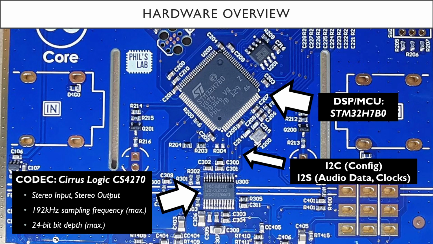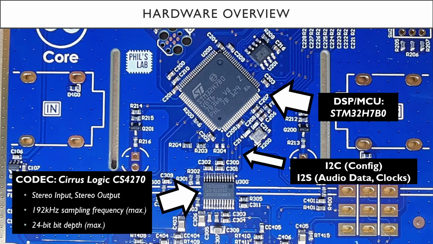In this case, this is a Cirrus Logic CS4270, which is a stereo input, stereo output codec, up to 192 kHz sampling frequency and up to 24 bits of bit depth. Quite good, typical hi-fi quality. Of course, there are more parameters such as signal to noise ratio, total harmonic distortion, and so on, which characterize a codec, but these are typical values you will see for audio codecs.